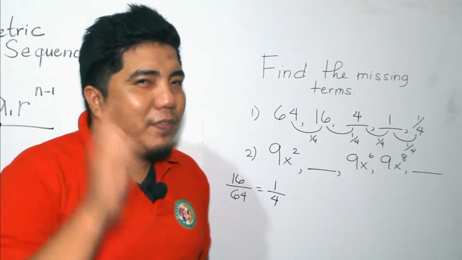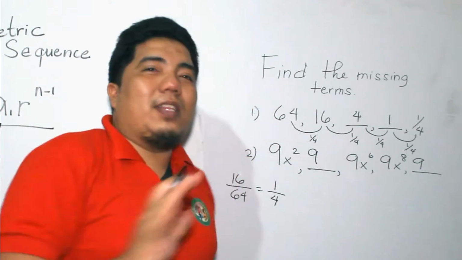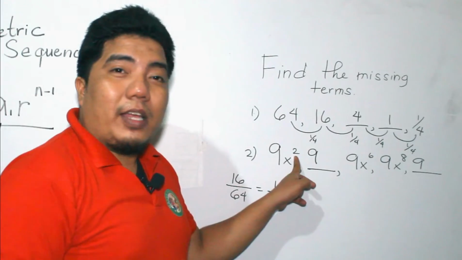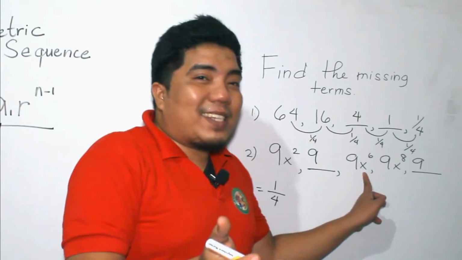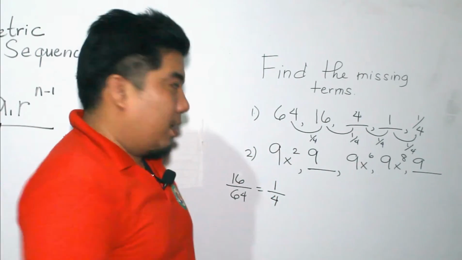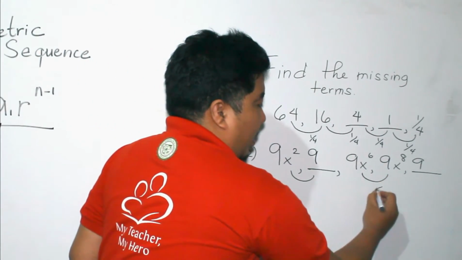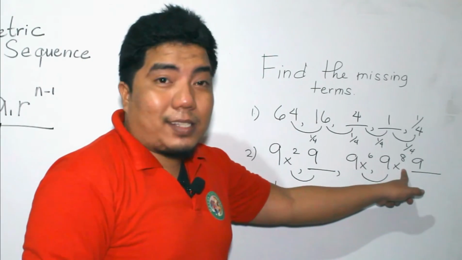So therefore, you have the idea that there is a 9 in this answer because it doesn't change. But how about the variable x squared, x^6, x^8? Okay, so there is a pattern here, right? What is being multiplied is x squared. Because x^6 times x squared, that is x^8.